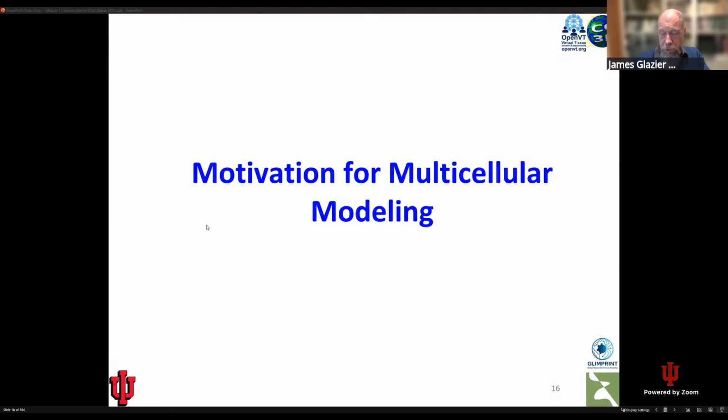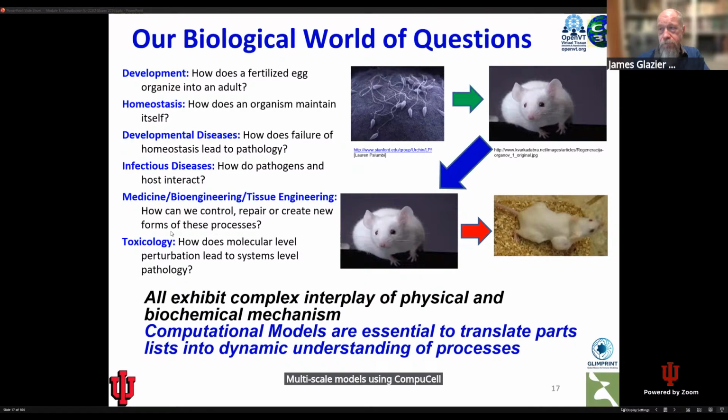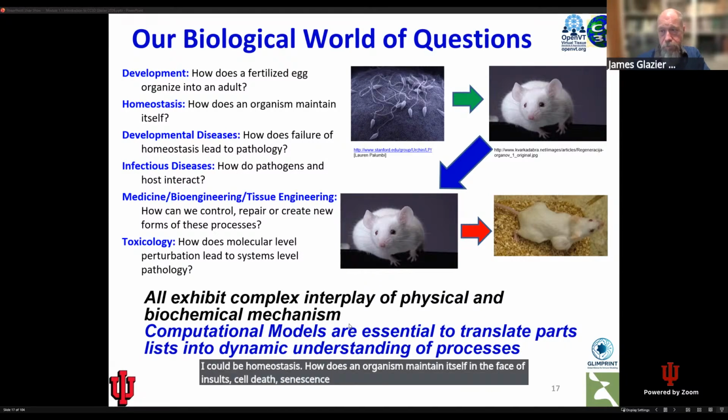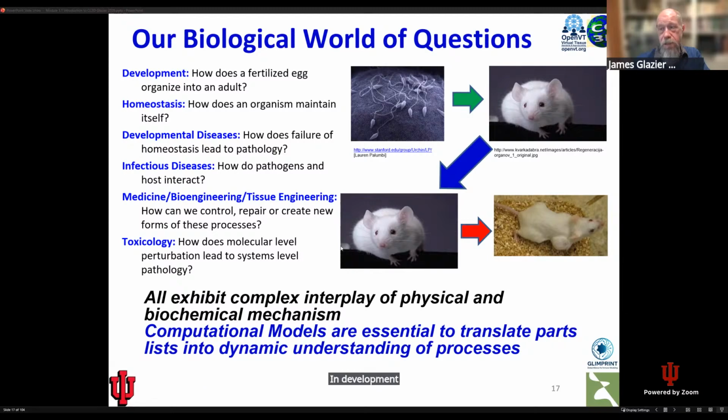Okay, so I now want to give you some classic examples of multiscale models using CompuCell and some motivation. We're talking about multicellular organization. That could be development: how does a fertilized egg organize into an adult? It could be homeostasis: how does an organism maintain itself in the face of insults, cell death, senescence? Developmental diseases: what happens when homeostasis goes wrong, and how does it lead to pathology? A classic example of developmental disease is cancer.